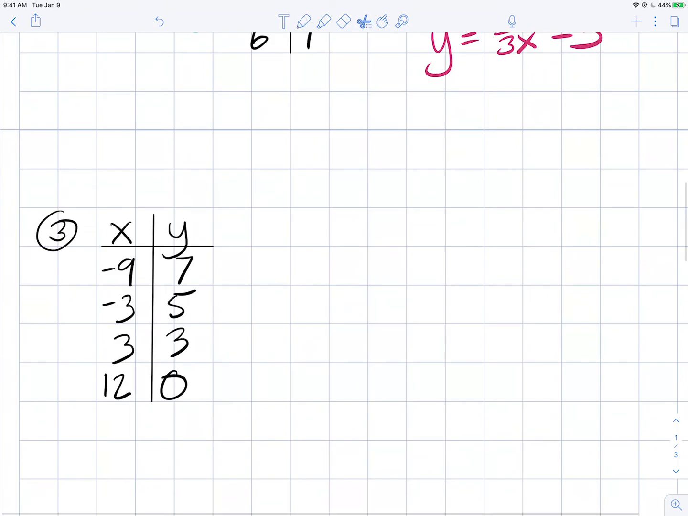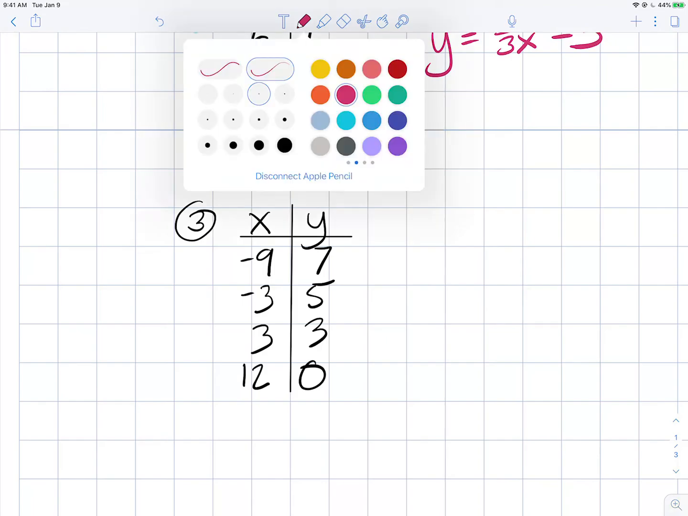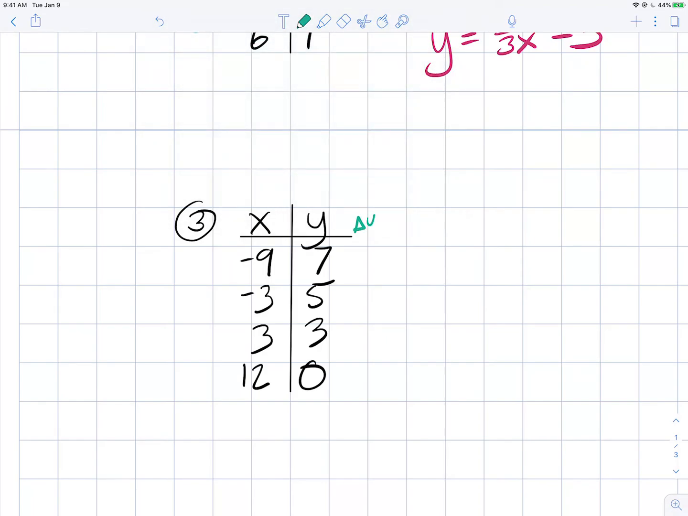Okay, one more problem with the table. So here's my table of values. I'm going to do the change in y. So to get from 7 to 5, you subtract 2. To get from 5 to 3, you subtract 2. And to get from 3 to 0, you subtract 3. On the change of x side, to get from -3 to -6, you add 6. To get from -3 to 3, you add 6. And to get from 3 to 12, you add 9.